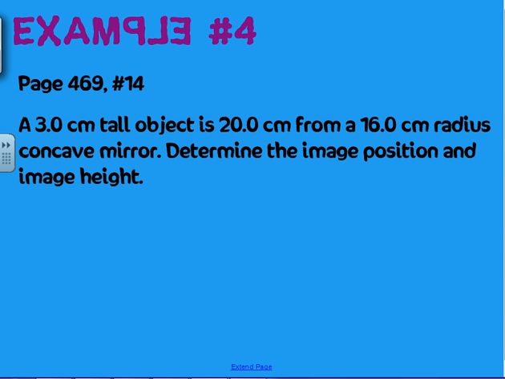Moving on to the next problem. Here, a 3 centimeter tall object is 20 centimeters from a 16 centimeter radius concave mirror. We are trying to find the image position and the image height. The first thing we'll do is find the image position. Using 1 over f is 1 over do plus 1 over di.